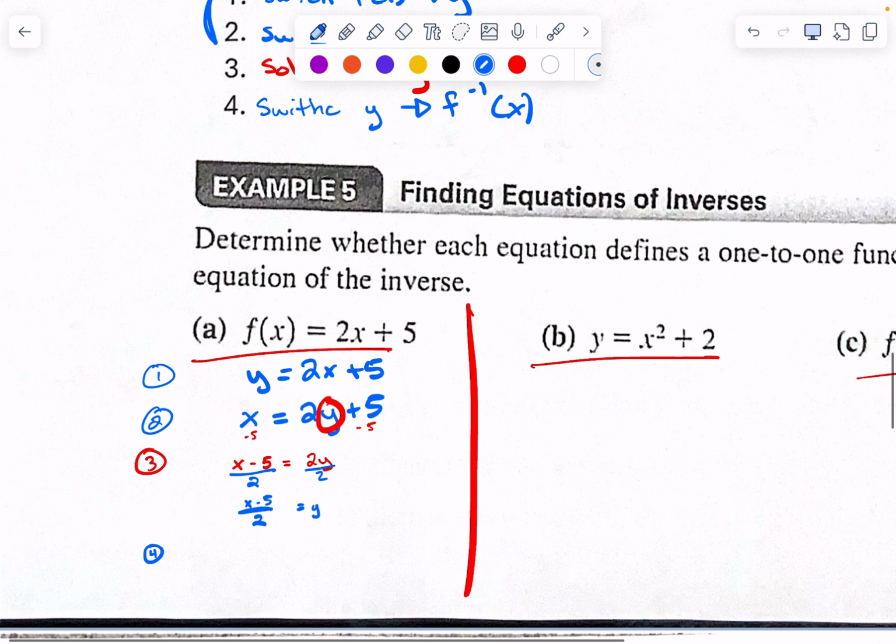So for step number 4, I'm going to switch it around. F inverse of x equals x minus 5 over 2. Beautiful. That's what it looks like.